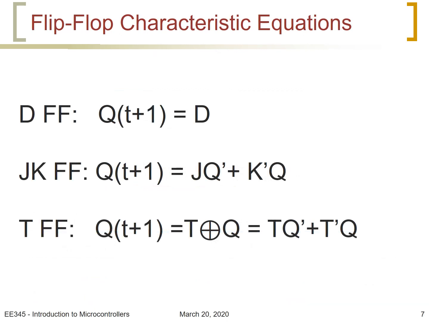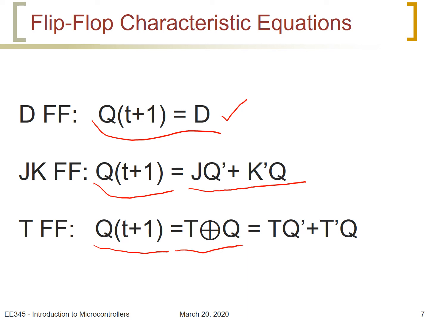Finally, the characteristic equations, which we will need later on. For the D flip-flop, Q at time t plus 1 is equal to the input D. For the JK, Q at time t plus 1 equals JQ prime plus K prime Q. And for the T, Q at time t plus 1 equals T exclusive or Q, or TQ prime or T prime Q.